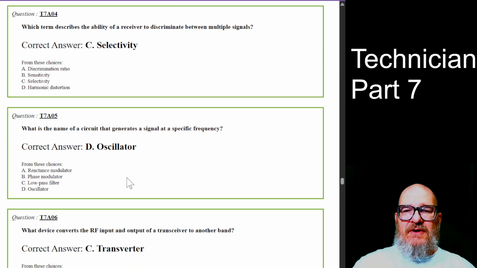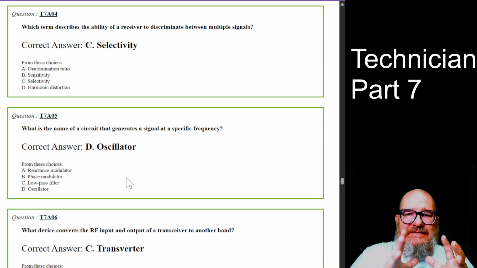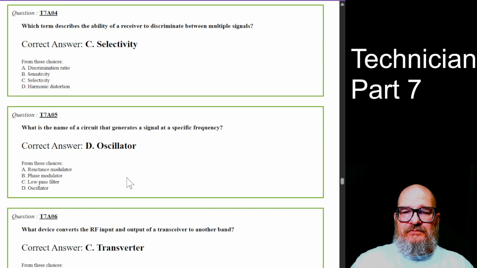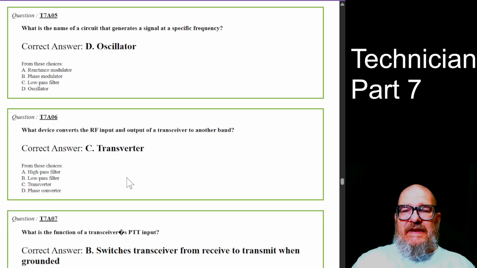Which term describes the ability of a receiver to discriminate between multiple signals? And that is called selectivity. So think of it like selecting one signal out of multiple. What is the name of a circuit that generates a signal at a specific frequency? This is called an oscillator. So it oscillates.